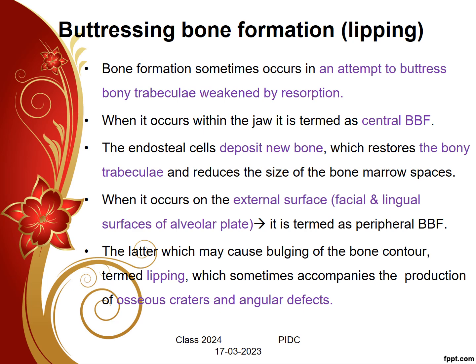Coming on to buttressing bone formation. Bone formation sometimes occurs in an attempt to buttress the bony trabeculae weakened by resorption. When it occurs within the jaw, it is called central buttressing bone formation, wherein the endosteal cells deposit bone and restore the bony trabeculae, reducing the size of the bone marrow spaces. When it occurs on the external surface, it is termed peripheral buttressing bone formation, otherwise known as lipping, where there is bulging of the bone contour, sometimes accompanied by the production of osseous craters and angular defects.